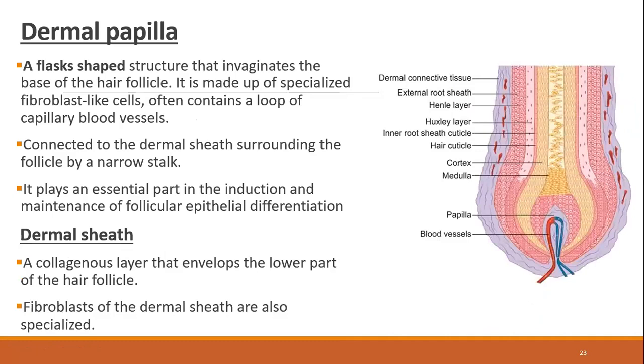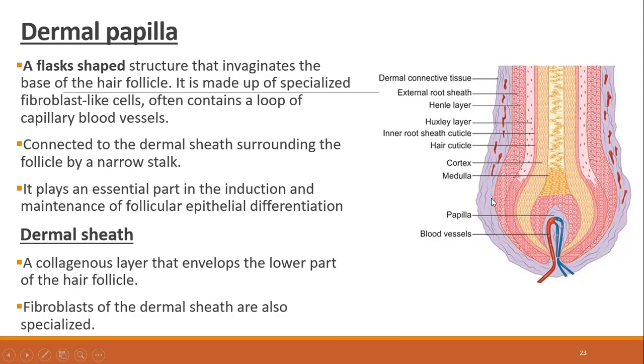Now the dermal papilla. This is the dermal papilla. Dermal papilla is a flask-shaped structure that invaginates the base of the hair follicle. It is made up of specialized fibroblast-like cells, often contains loops of capillaries, capillary blood vessels, both arterial and venous blood. This is the surrounding dermal sheath, which is connected to the dermal papilla by this stalk. It plays an essential part in induction and maintenance of follicular epithelial differentiation.